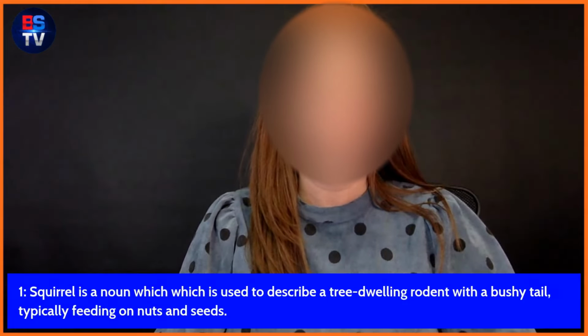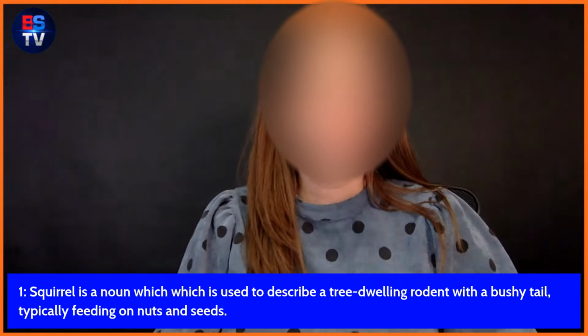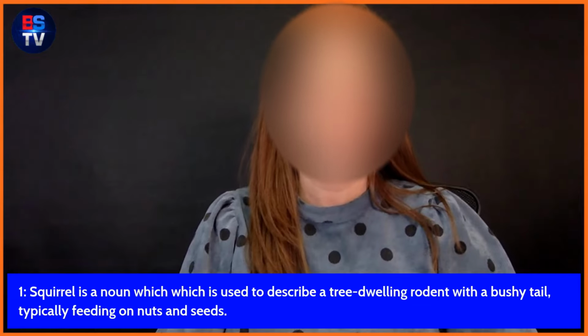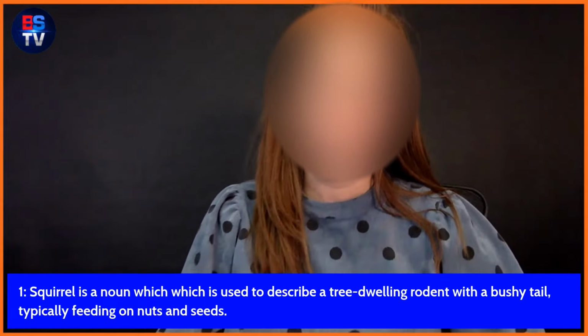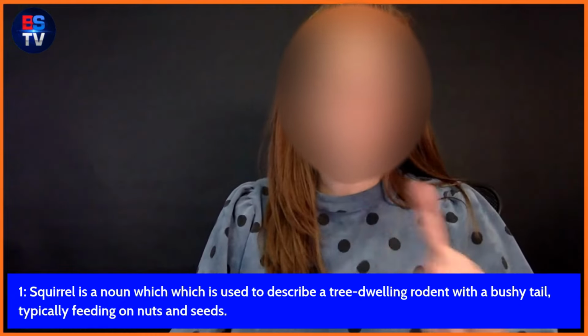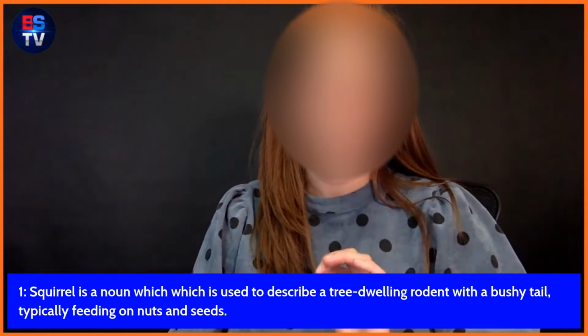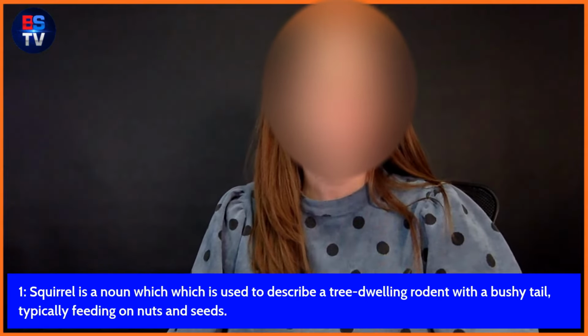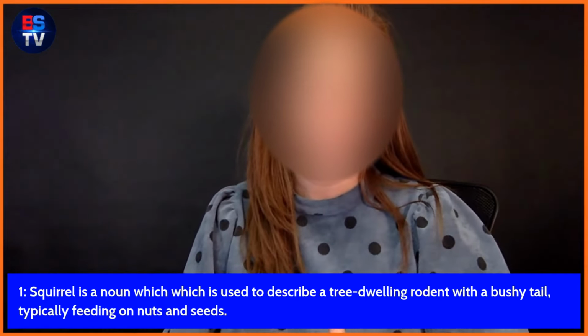Number one was squirrel. Squirrel is a noun which is used to describe a tree dwelling rodent with a bushy tail, typically feeding on nuts and seeds. In this sentence, the word dwelling just means to live. So your dwelling is your accommodation or your house, for example.